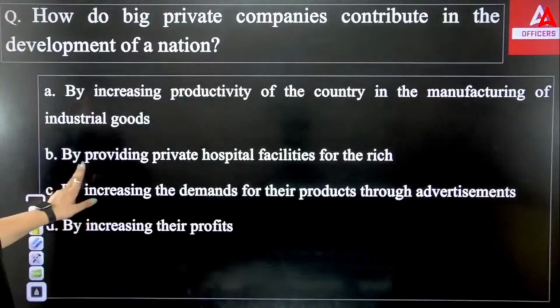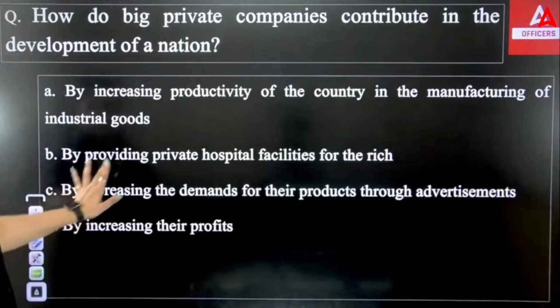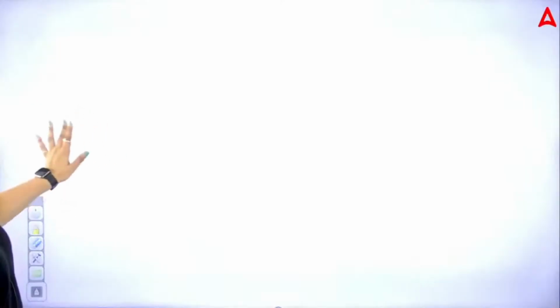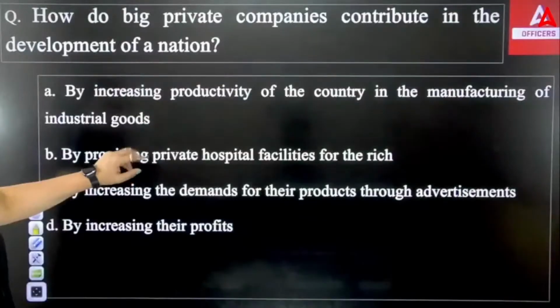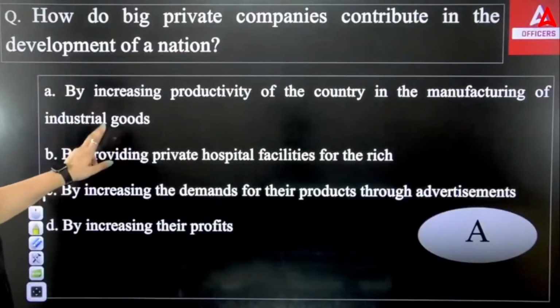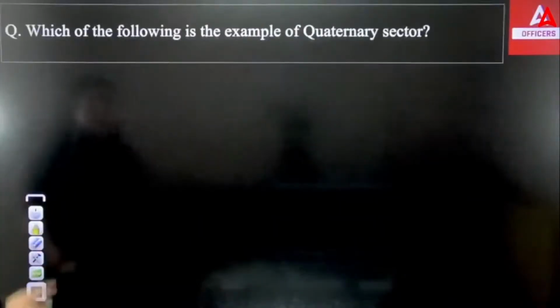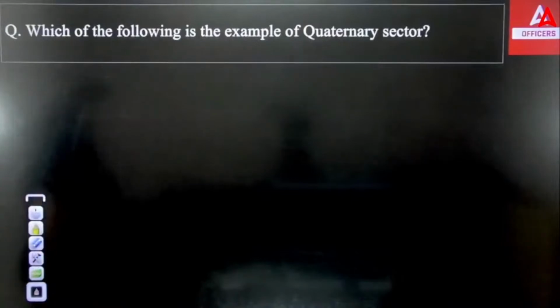Okay, so the next question we have here is, which of the following is the example of quaternary sector?